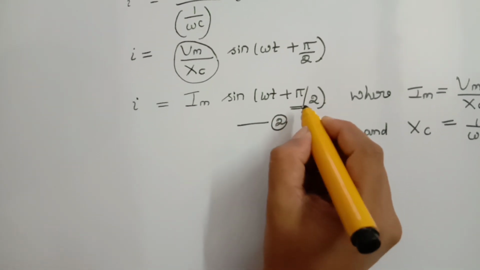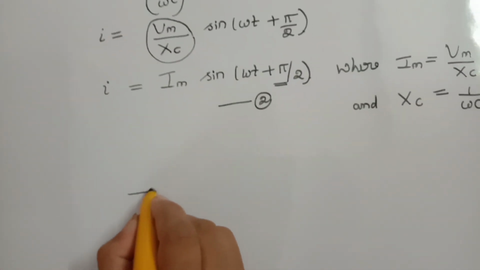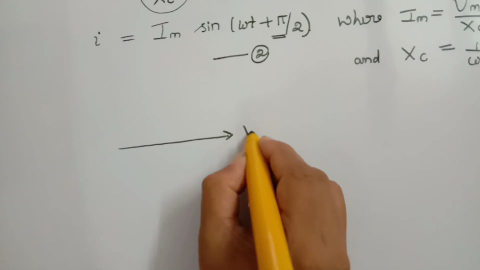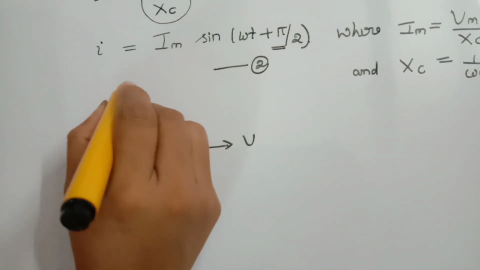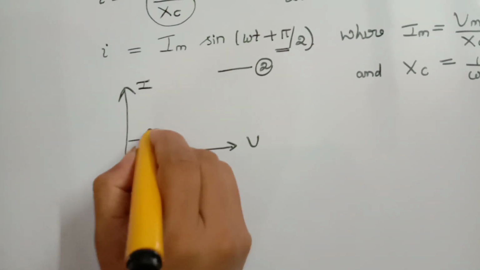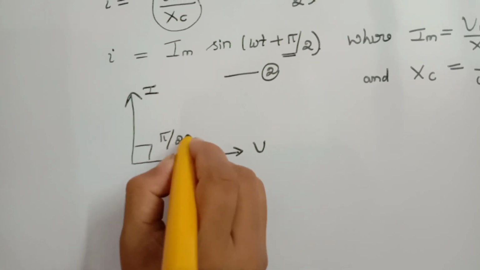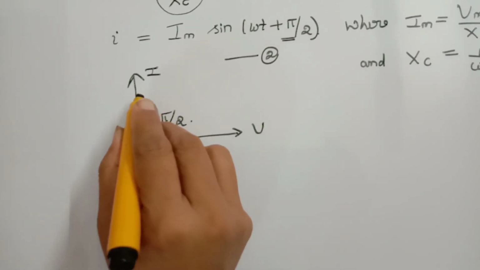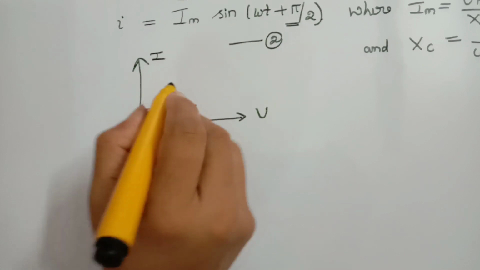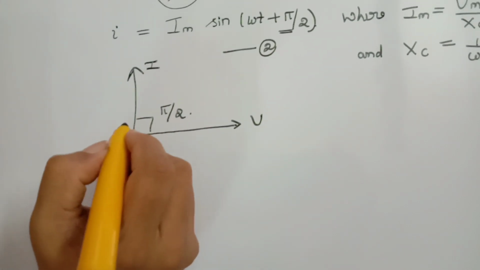Here we have plus π/2, which means that if I am taking voltage as the reference, the current leads the voltage by 90 degrees. Whereas for inductive circuit we got the lagging current, and for the capacitive circuit we are getting the leading current.